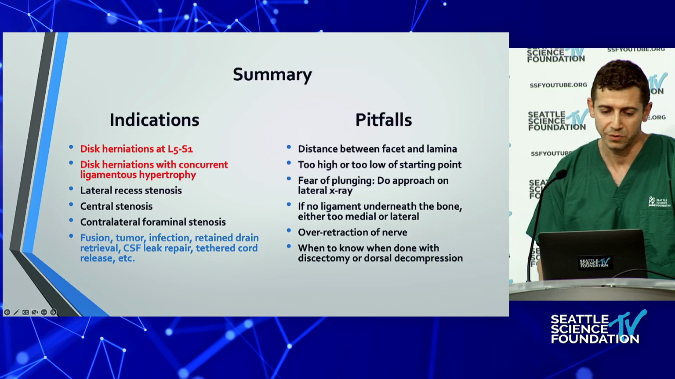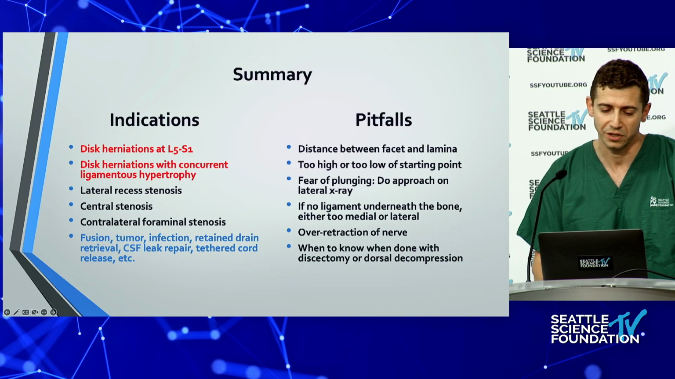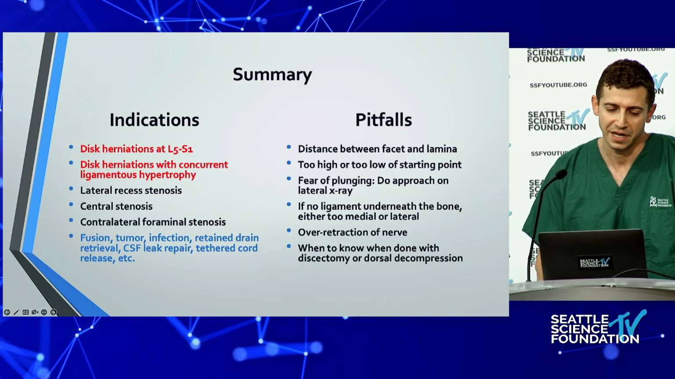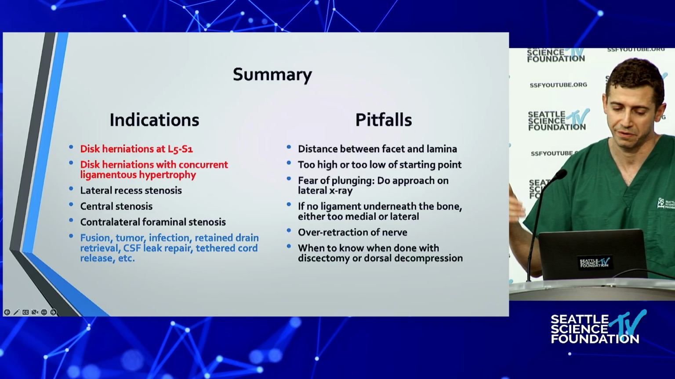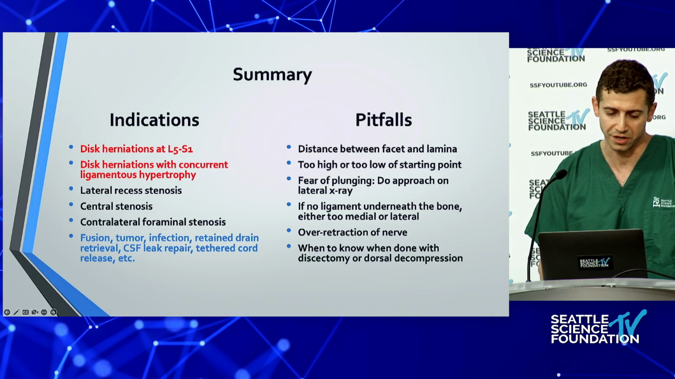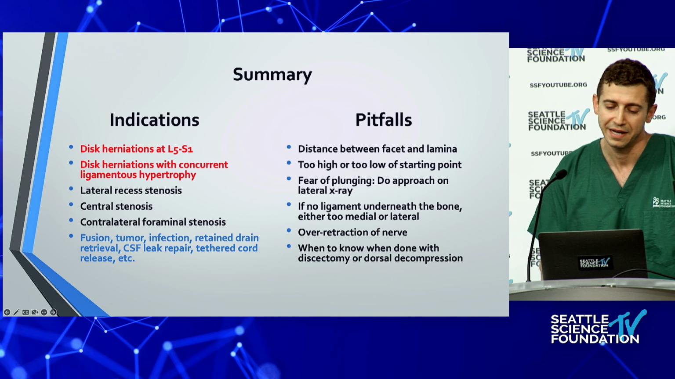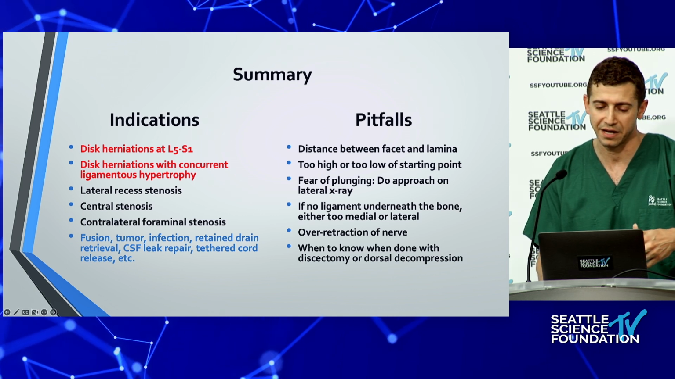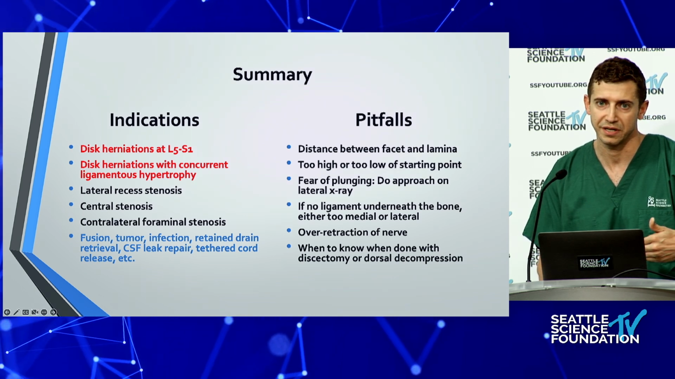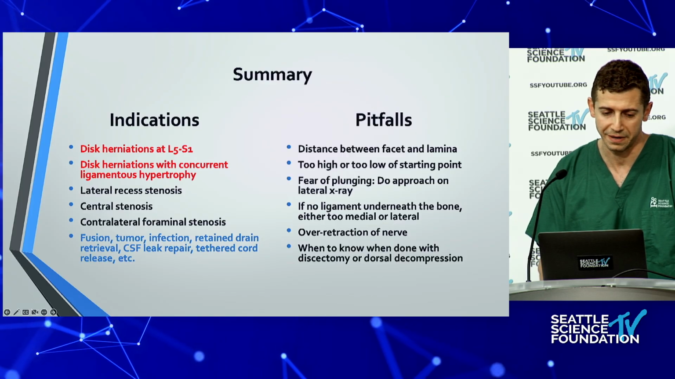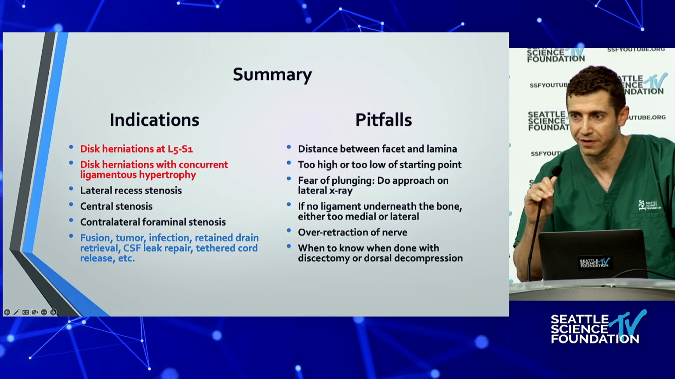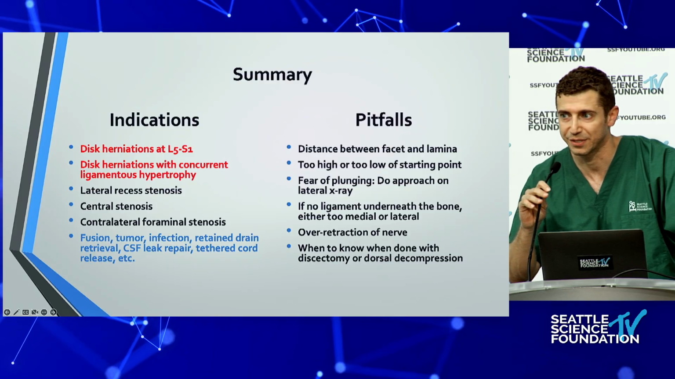So in summary, we talked about how to do an interlaminar disc, and we specifically talked about L5-S1, but it's really similar for patients with higher disc herniations with concurrent ligamentous hypertrophy. Then we talked about the pitfalls that make it easier for the surgeon to get on this learning curve and go further in it. So thanks again for everything, and if you have any questions, please let me know.